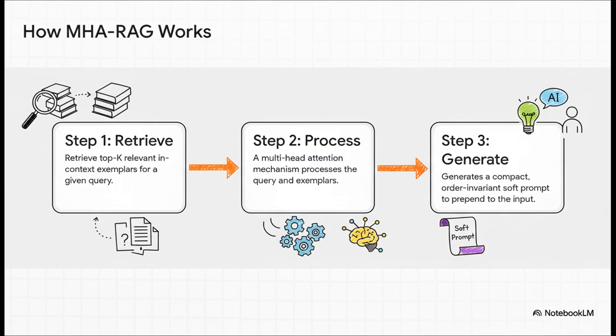Here's how it all comes together. First, just like normal RAG, it grabs the relevant examples. But then, and this is the magic trick, it uses something called a multi-head attention mechanism. You can think of this like a team of different specialists, all reading the same document. One head might focus on key definitions, another looks for relationships between ideas, and a third pulls out the numerical data. By working together, they create a much richer, deeper summary that captures everything important.